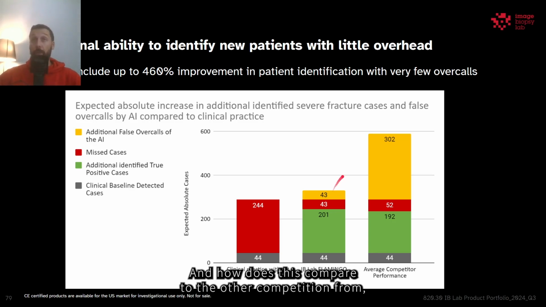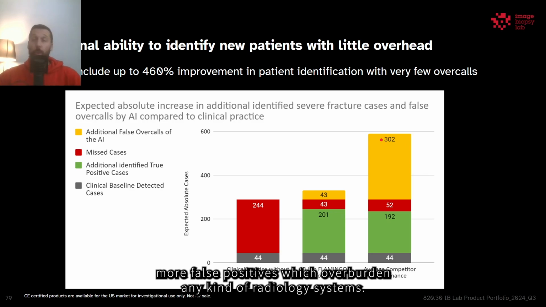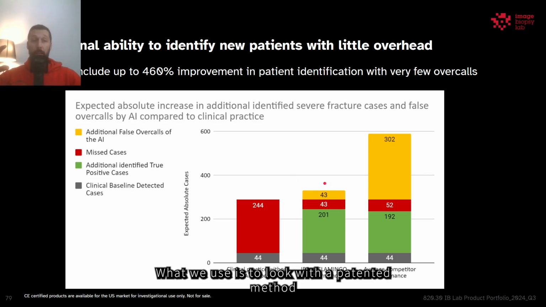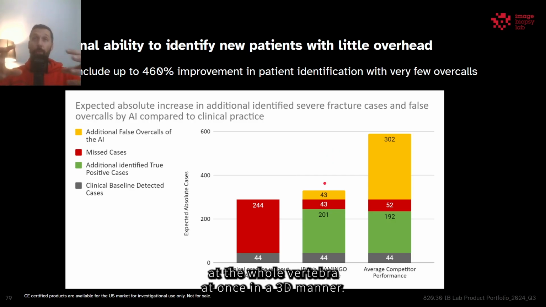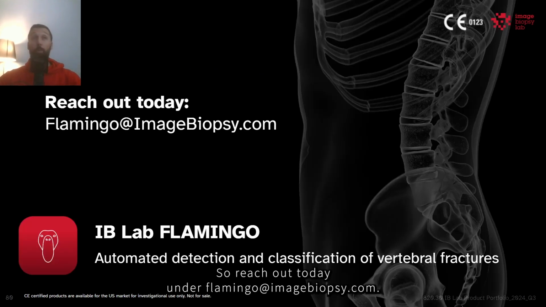And how does this compare to the other competition that also has AI for the detection of vertebral compression fractures? Well, they use a technology that looks only at a 2D slice of the image, which leads to many, many dramatically more false positives, which overburdens any kind of radiology systems. What we use is to look with a patented method at the whole vertebra at once in a 3D manner, and this gives the AI the ability to select only those patients that matter the most for your osteoporosis care pathway.